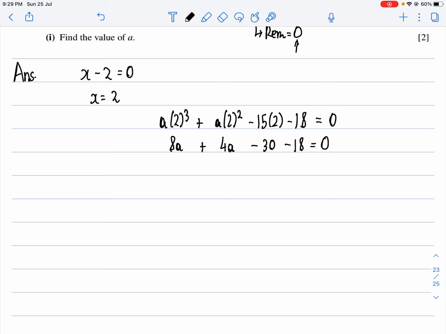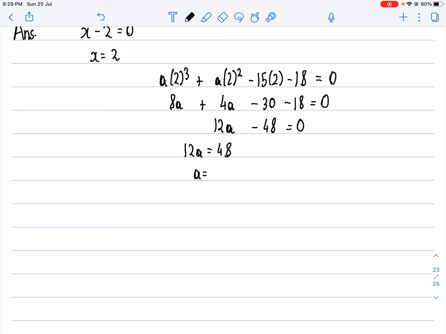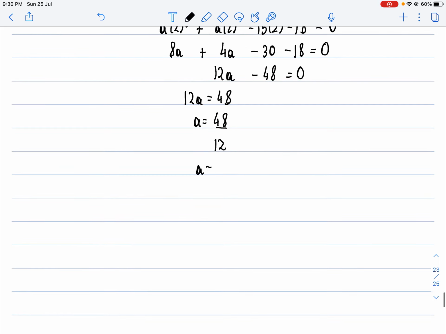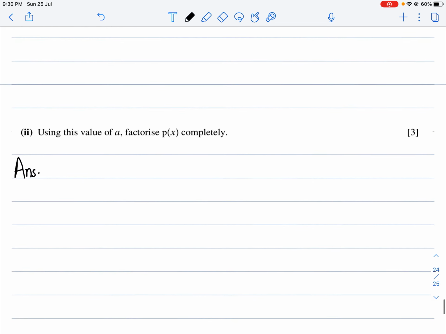So 8a plus 4a gives me 12a, and here I get minus 48, which is equal to 0. So I can write 12a equal to 48. So I get a as 48 over 12, which is equal to 4. So this is how I obtain the value of a. There are many more sums in the past papers where they have asked questions like these. So let's move on to part 2.